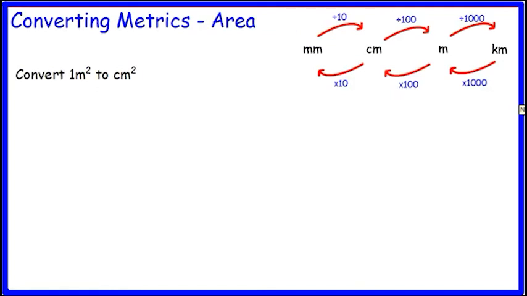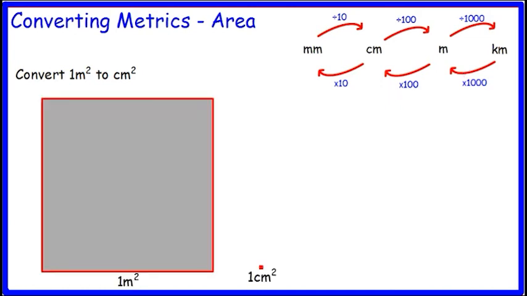Okay, so I want to convert 1 meter squared to centimeters squared, and we should know the fact that there's 10 millimeters in a centimeter, or 100 centimeters in a meter, and 1,000 meters in a kilometer. Let's just put a diagram down. There's a meter squared, and there's a centimeter squared. And I'm asked how many of each of these are in here. Well, if I was to take this shape and place it in the corner, I would get 100 of them in that position.